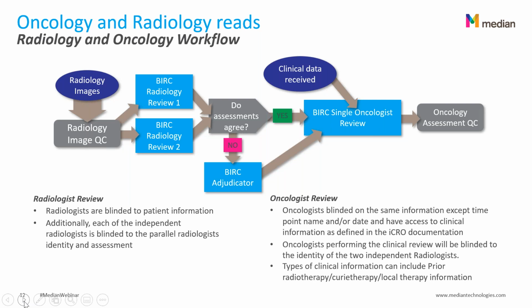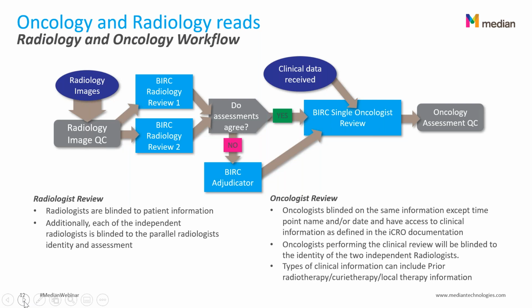Once the oncologist completes their assessment, it would then be QC'd, and both the radiology and clinical assessments would be completed at this point. It is one thing to note that the radiologists, as mentioned earlier, are both blinded to the patient information. They are not given any identifying information about the patient, such as location, treatment arm, or any other identifying information, only the images. In addition, the independent radiologists are also blinded to their parallel radiologist's identity and assessment. So at that point, they are unaware that it is being read simultaneously by another reader and whether it went through an adjudication.